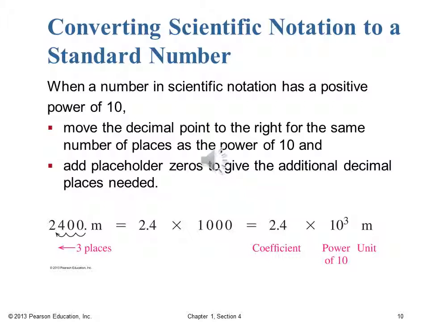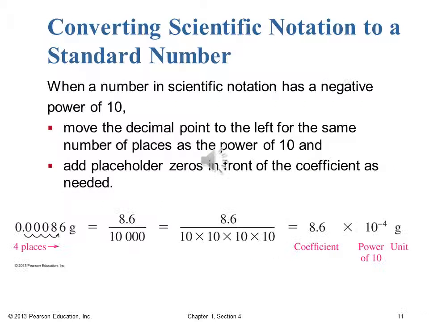If we had 2.4 times 10 to the third meters, we would go ahead and move the decimal place 3 places to the right, add in those 2 zeros, and we can get right back to the 2,400 meter value.